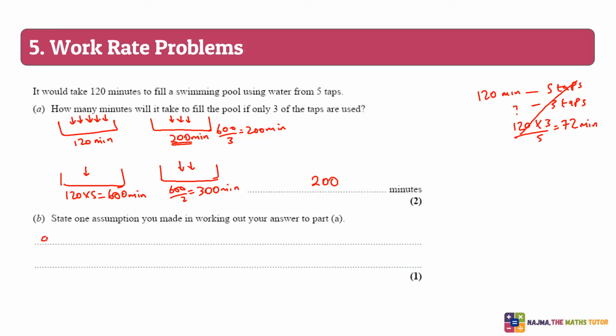So our assumption is going to be all the taps are releasing water. This makes sense, right? At the same rate or speed. That's what we're assuming. Okay, so I hope this has helped in order for you to understand what problem solving questions are and how it's important to understand the context of the question before you give your answer.